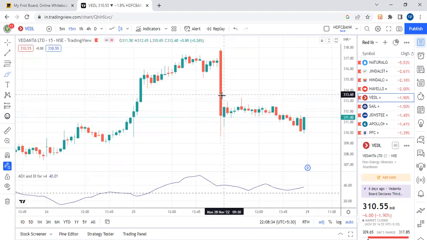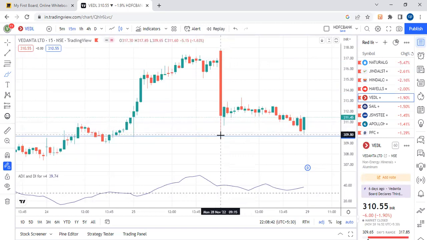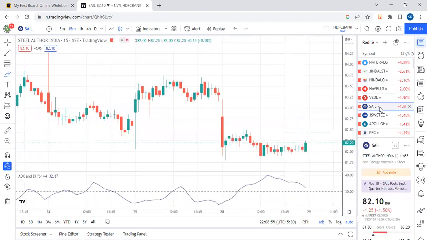Just observe here. The first candle is a negative candle. What will we do? We will wait for the first candle to break out here. Unfortunately, the breakout has not happened here. Next, we'll wait for this sale.